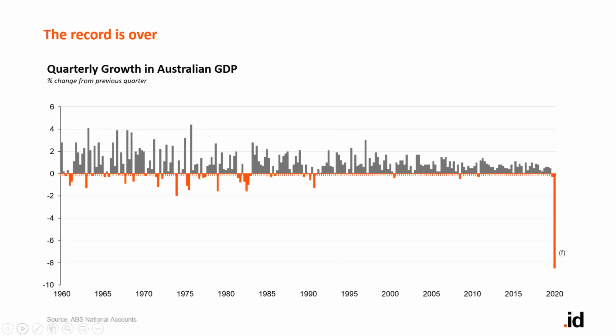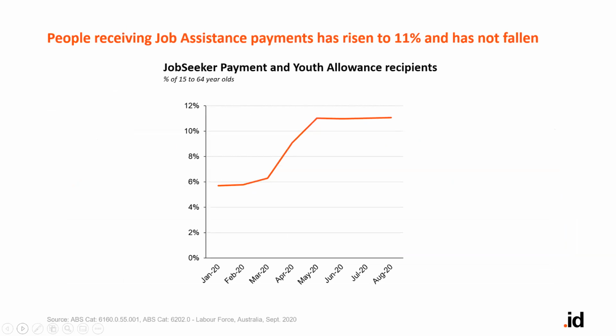Our quarterly growth, we've had 2 periods of quarterly negative growth, which means we are officially in recession, and we really haven't been in a position like this since the 1970s, as bad a recession as we would have seen during that period. People receiving job assistance payments has risen to 11%, and this has not fallen.